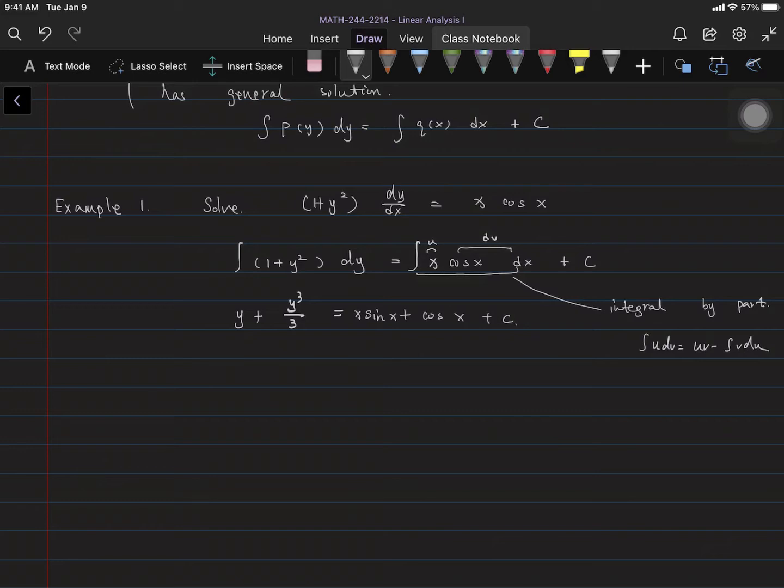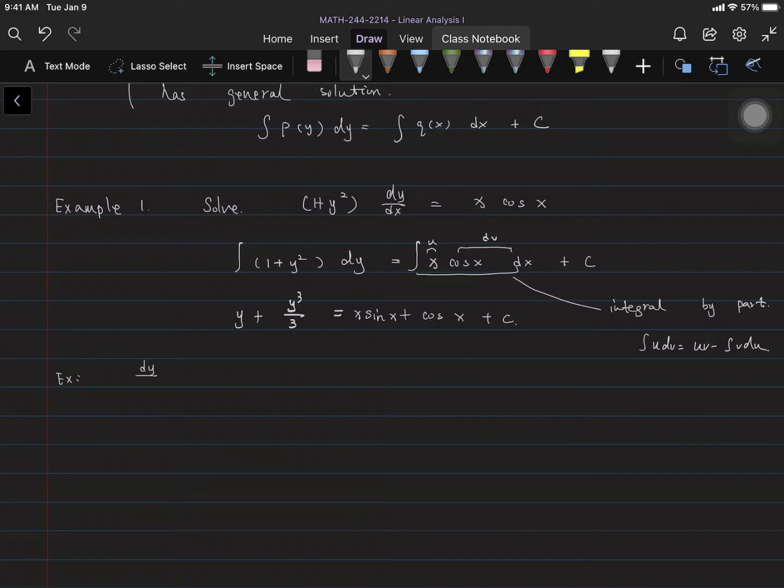This is an implicit solution because we cannot solve for y. It just gives a relationship between x and y. So this is the general solution to the differential equation. Now let's take a look at this one, an exercise problem.